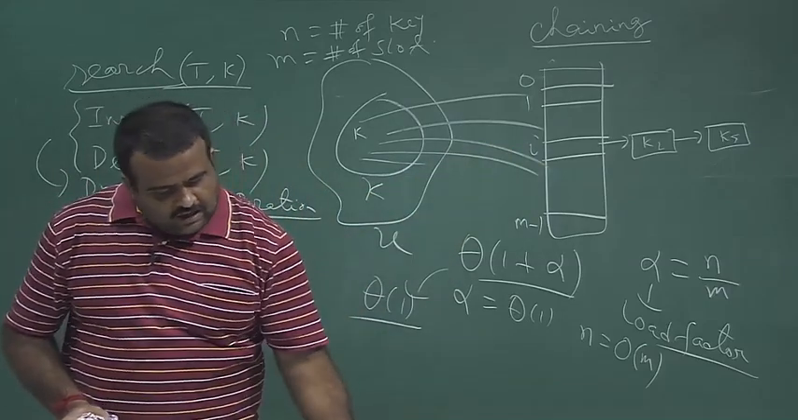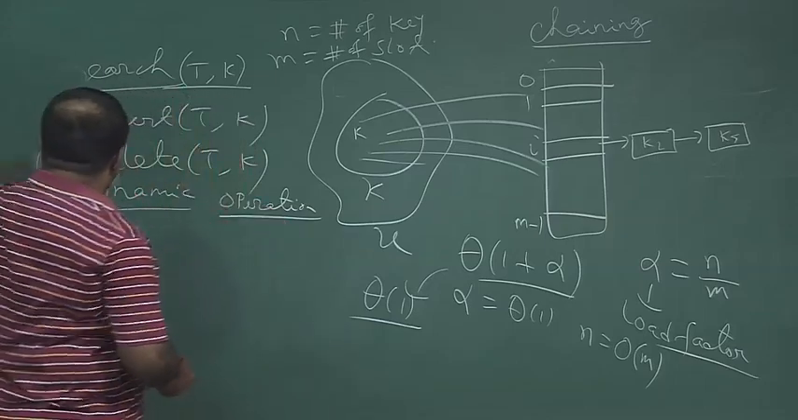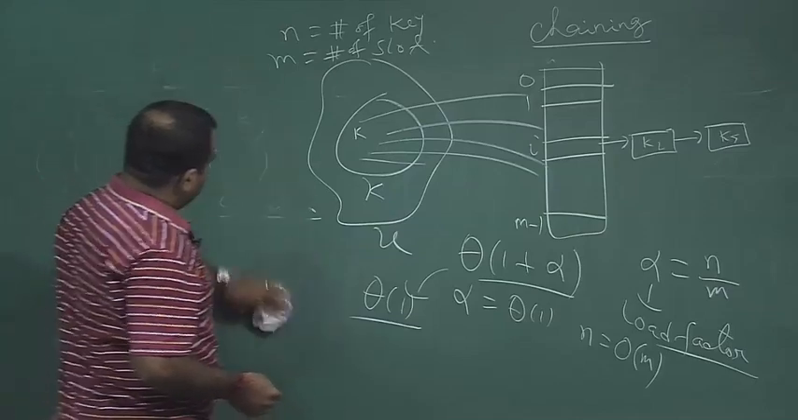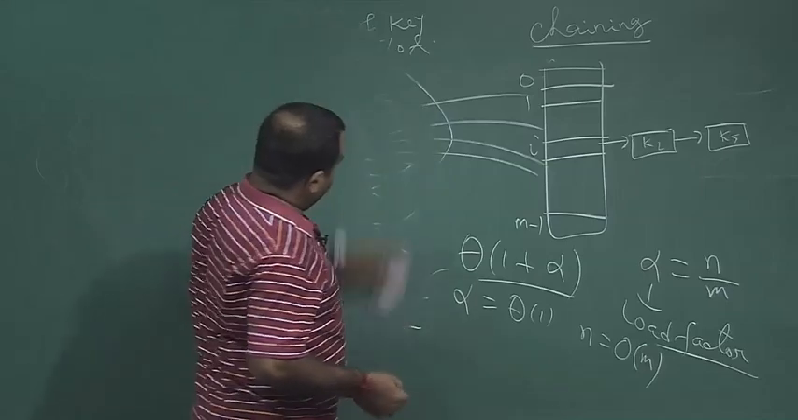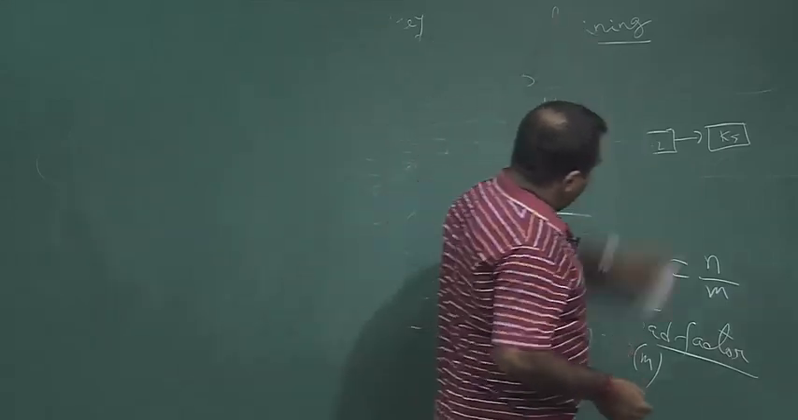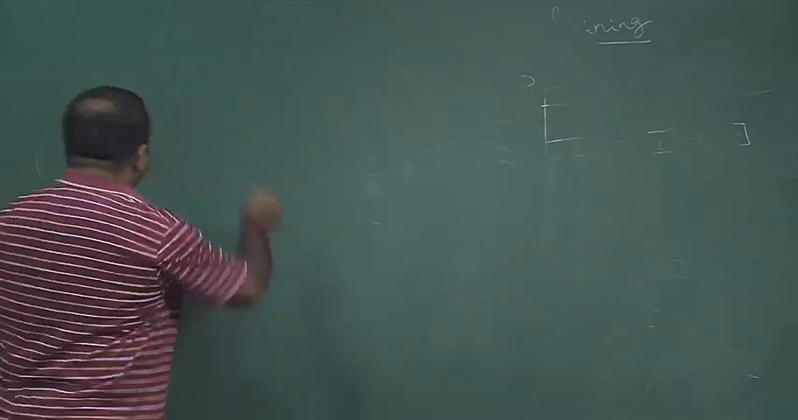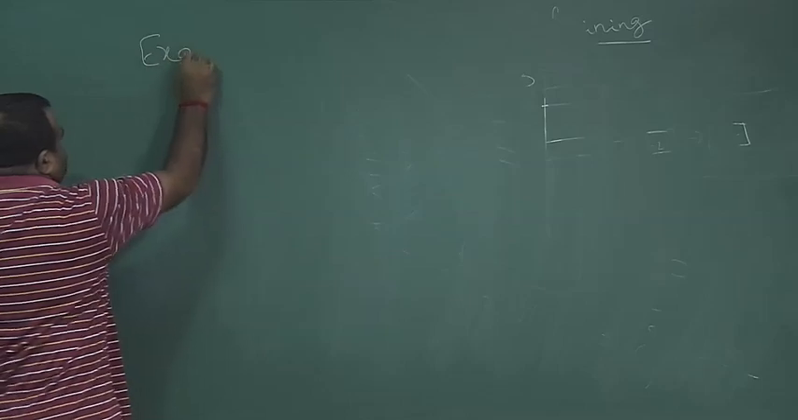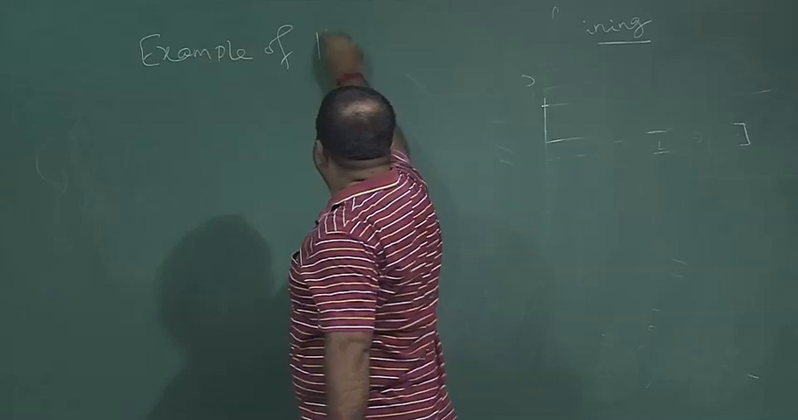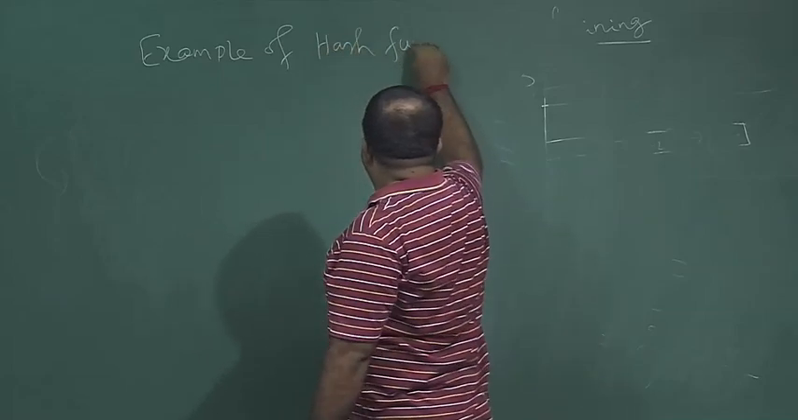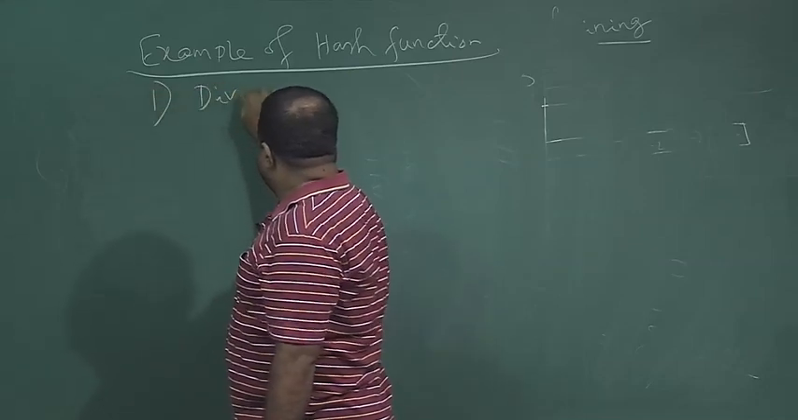Okay. So, now we will come to how we can construct some hash function. Some constructions of hash functions we will see. So, some examples of hash functions. The first one is the division method.